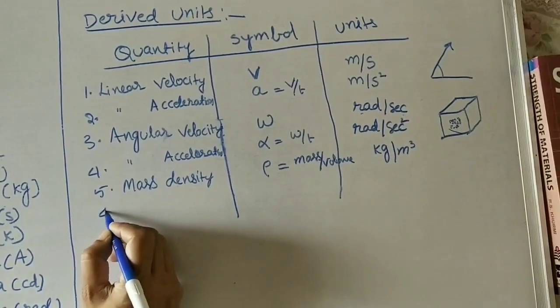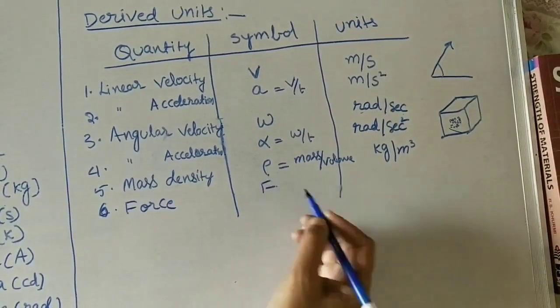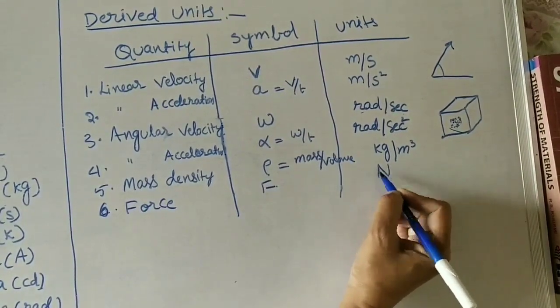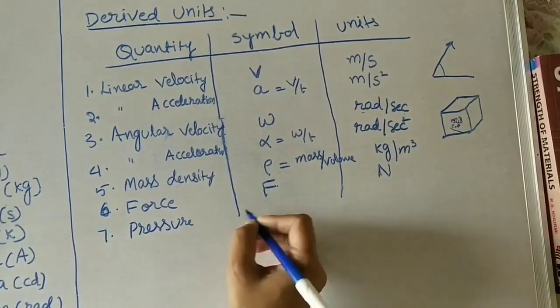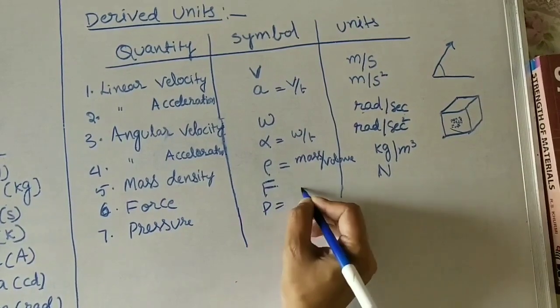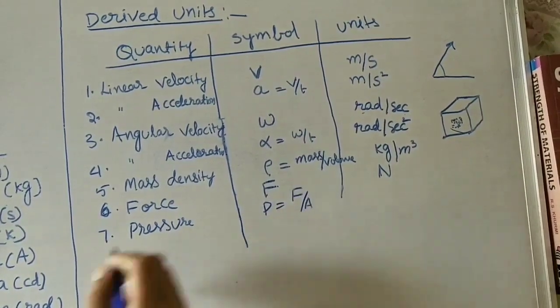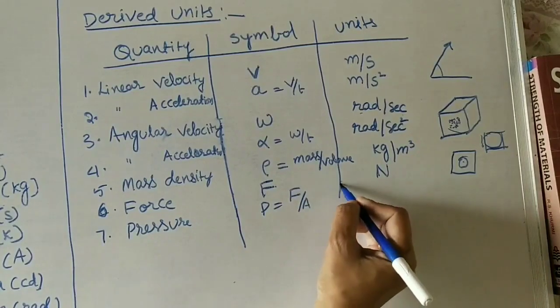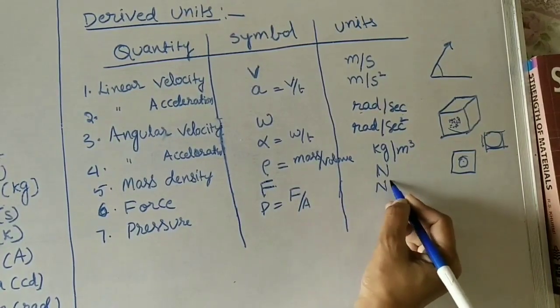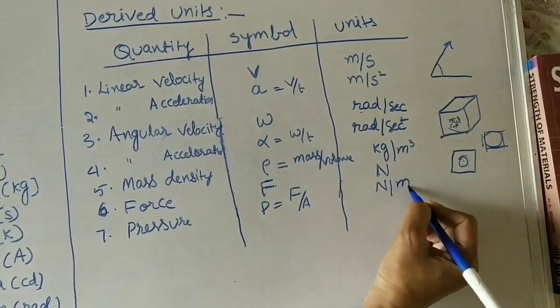And force. Capital F we are using. What are the units for force? Newtons. Here I am taking pressure, we are using the symbol P. How much force is acting per unit area? It is called F by A, so force by area. What are the units? Newtons by area, meaning meter square.